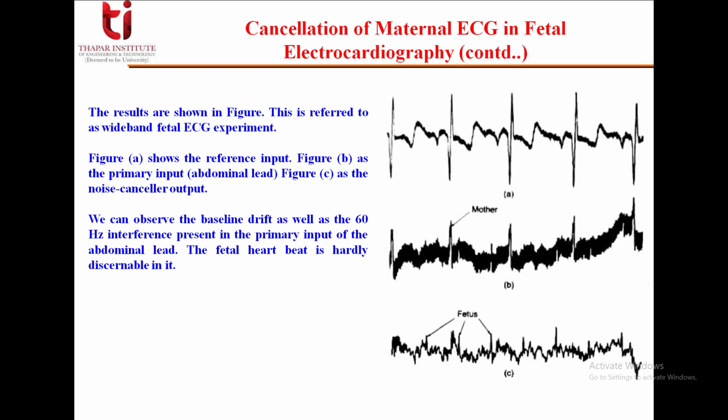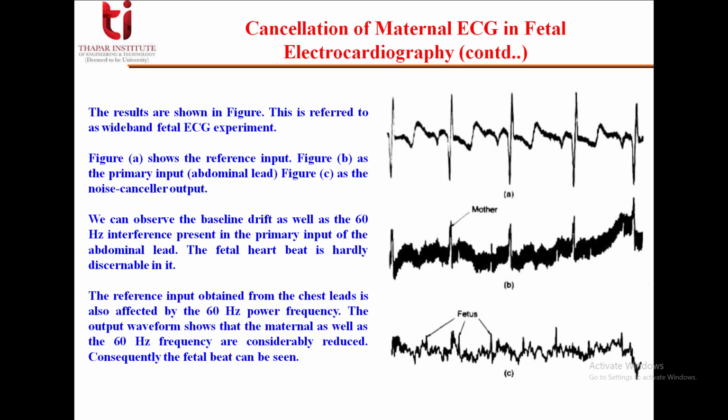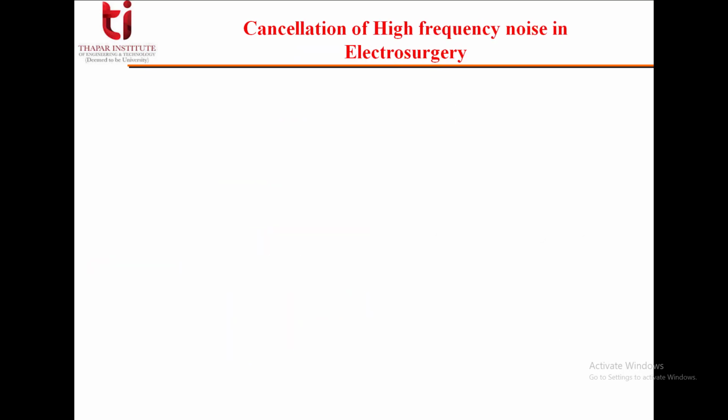You can observe the baseline drift as well as the 60 Hz interference present in the primary input of the abdominal lead, and the fetal heartbeat is hardly discernible in it. The reference input obtained from the chest leads is also affected by the 60 Hz power frequency. The output waveform shows that the maternal as well as the 60 Hz frequency are considerably reduced. Consequently, the fetal beat can be seen.